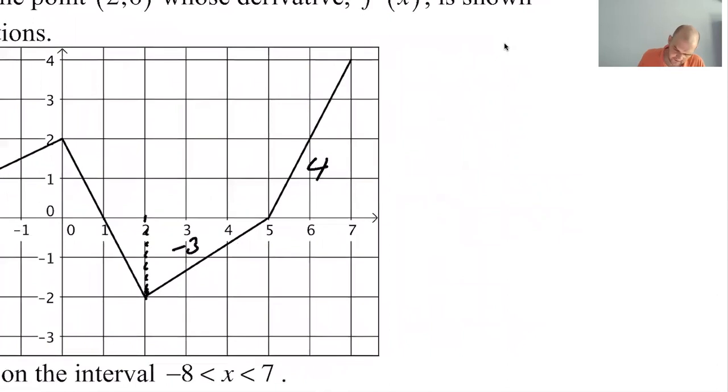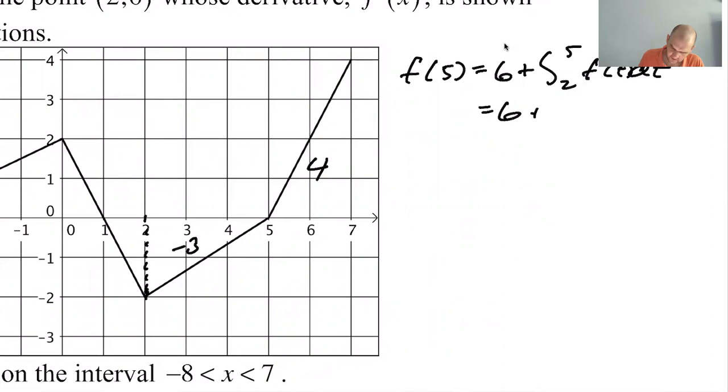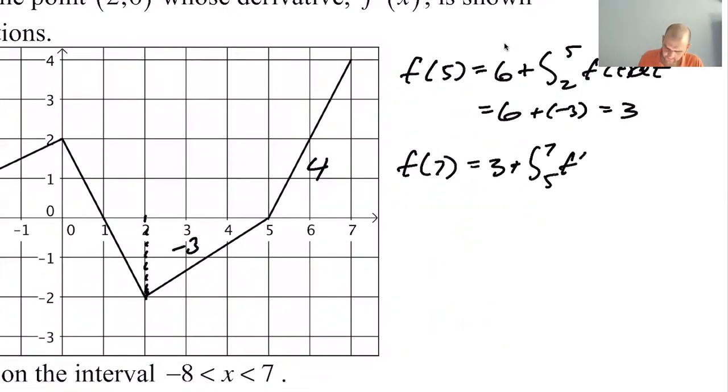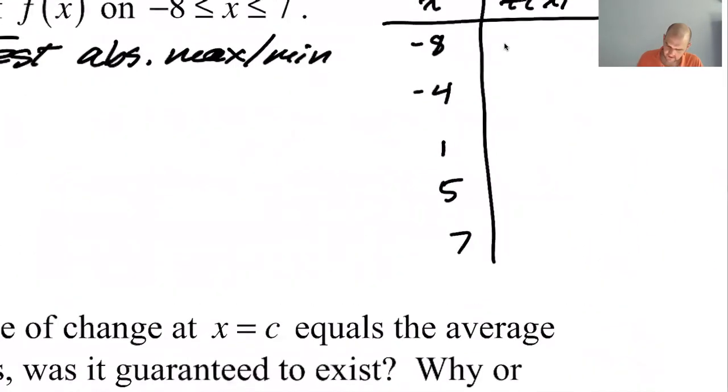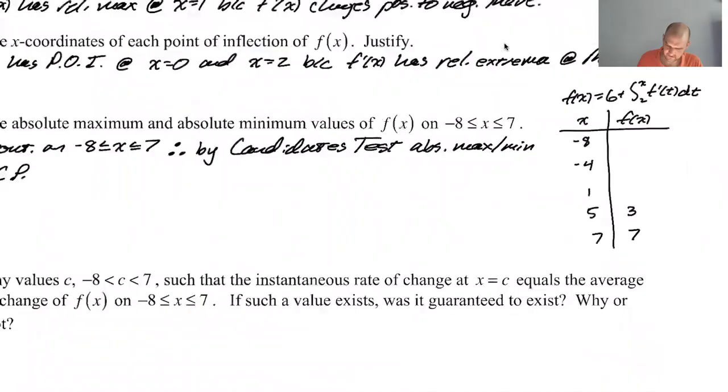All right, so f of 5 is definitely going to be the 6 that we start with plus the integral from 2 to 5 of f prime of t dt. So that's going to be 6 plus -3, so it's 3. F of 7. So f of 7, what I can do is just go 3 plus the integral from 5 to 7 of f prime of t dt. So that's going to be 3 plus 4. So that's 7. So 3 and 7. I'm going to fill those in. This is 3. This is 7.